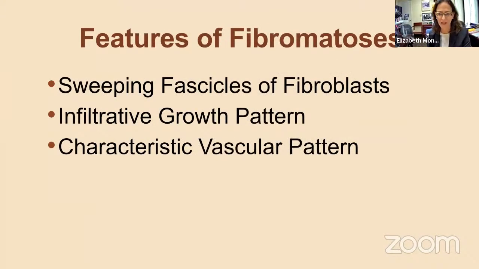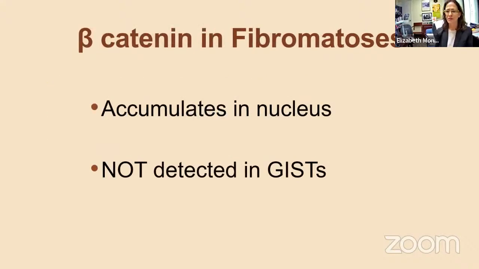So what are the histologic features? Long fascicles of fibroblasts and myofibroblasts. I'm sure you are all taught about the infiltrative growth pattern, which is true frequently, but not always. But it's the vascular pattern that will help you think of fibromatosis. And of course, if you need a little hand holding with immunohistochemistry, beta-catenin can be your friend because it's not detected in the nuclei of gastrointestinal stromal tumors.